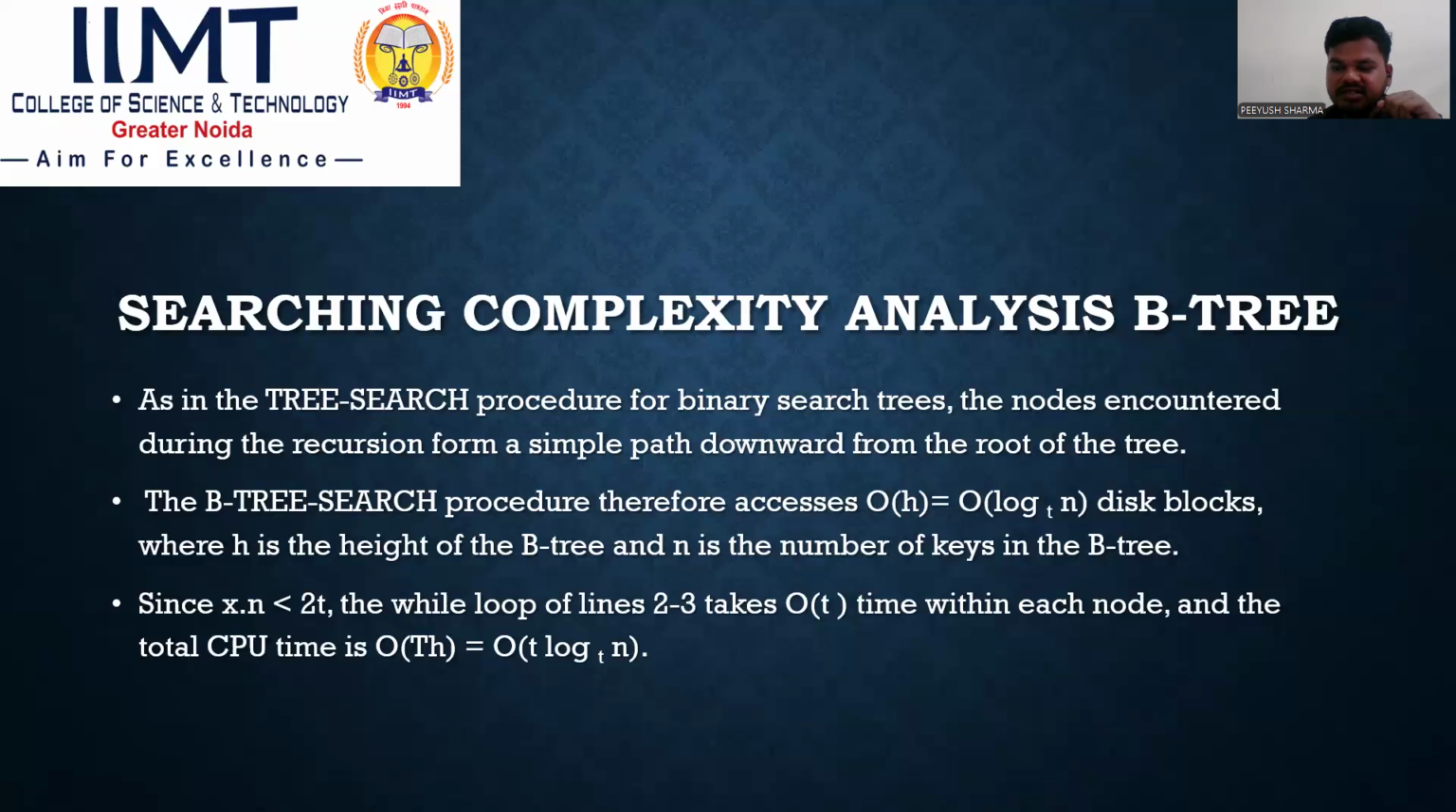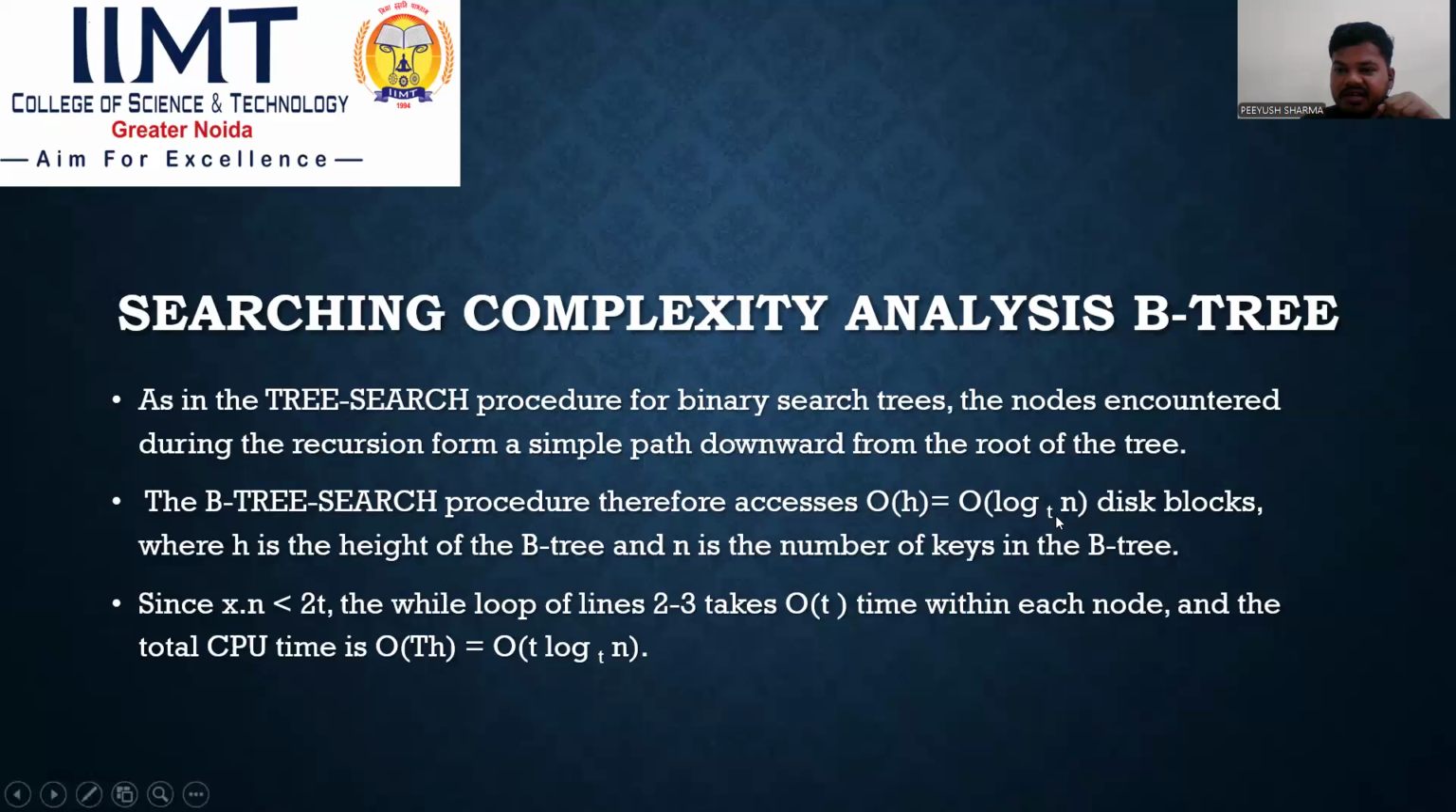Those 9 keys, if we are applying linear search, what will the complexity of the linear search be? Order of n, but we are not applying linear search. Why? Because our keys are in sorted order, in non-decreasing order, so we can apply binary search. So that is why the complexity is order of log of n base t.